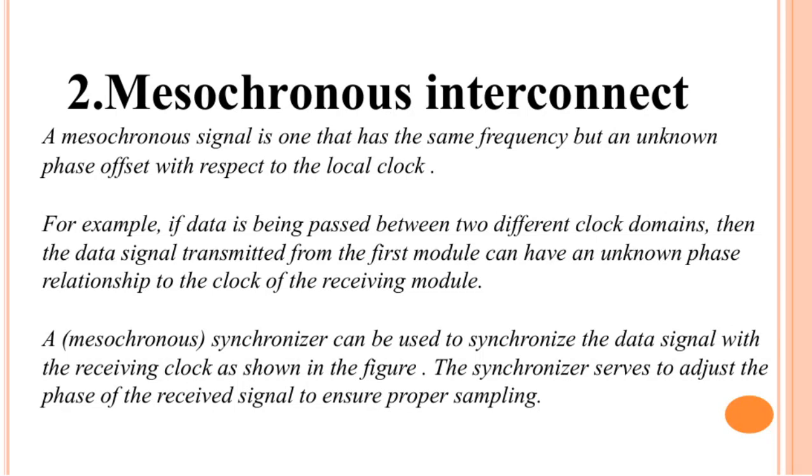Here, we're looking at mesosynchronous interconnects. The key idea is that a mesosynchronous signal shares the same frequency as the local clock, but its phase offset is unknown. This situation often arises when data moves between two different clock domains. Although the clocks run at the same frequency, the phase relationship between the transmitting and receiving clocks may not be aligned. To handle this, we use a mesosynchronous synchronizer.